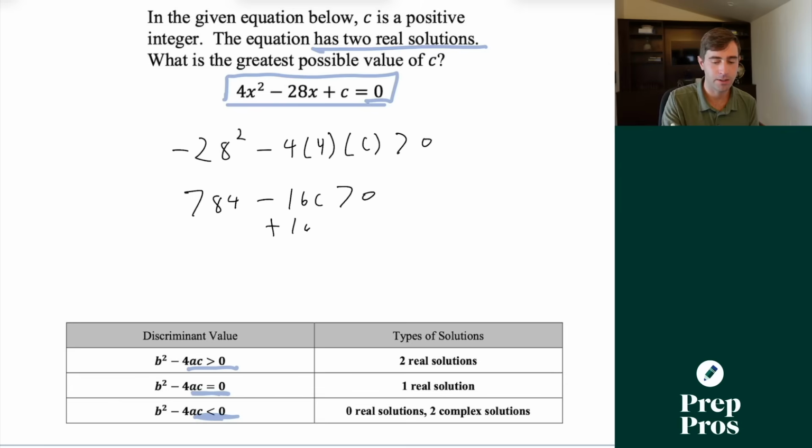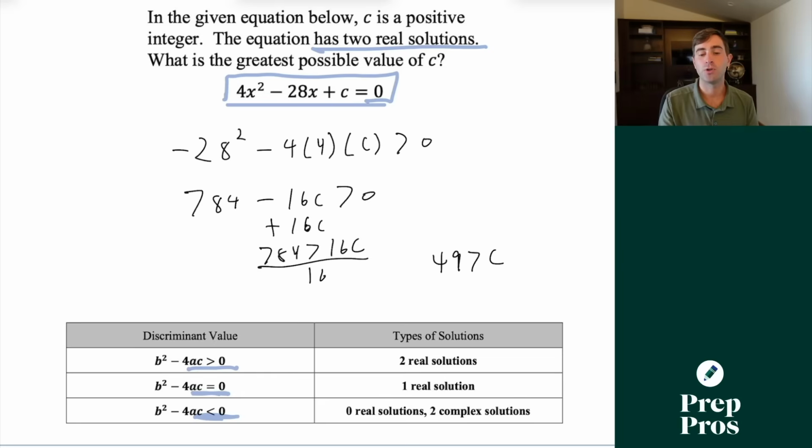We can add over the 16c. So this is going to give us that 784 is greater than 16c. We can divide everything by 16. And once we do that, we will get that 49 is greater than c. So the greatest possible value of c, as an integer, will be equal to 48. And that will be our correct answer.